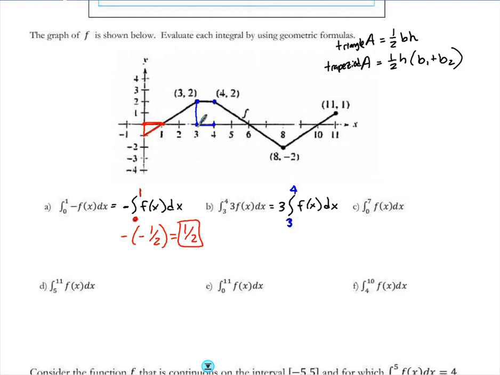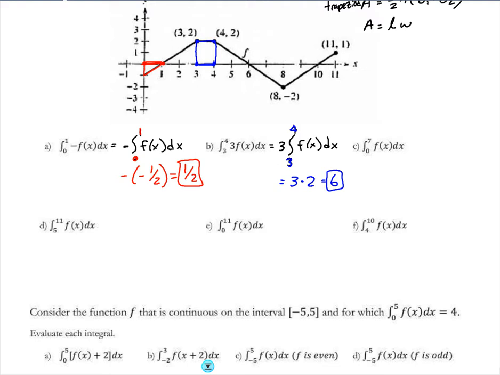And how do I find the area of a rectangle? Well, that one's pretty easy. It's just going to be length times width. So my length looks like 1, my height here looks like 2. So 1 times 2 is 2. But then remember, we had a 3 out in front, so when I multiply that by 3, I end up with 6. Here we're going to find the integral from 0 to 7 of f of x.